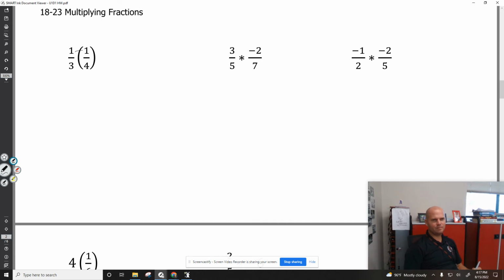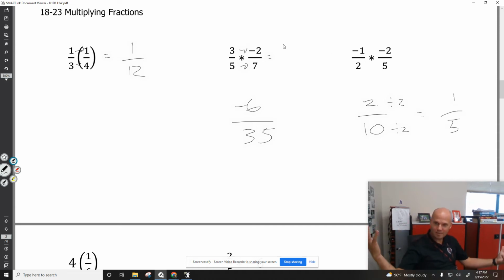Multiplying, tough to explain, easy to just multiply straight across. Okay, 1 times 1 is 1, 3 times 4 is 12. It's like 1/3 of a 4th is a 12. 3/5 of negative 2/7. Negative 6/35. A half of a 5th. That's confusing. A half of 2/5 or 2/5 of a half. Well, just multiply straight across. It's 2/10. Oh, divide the top and bottom by 2 because you're allowed to. 1/5. A half of 2/5. Oh, that makes sense. A half of 2/5. 1/5.